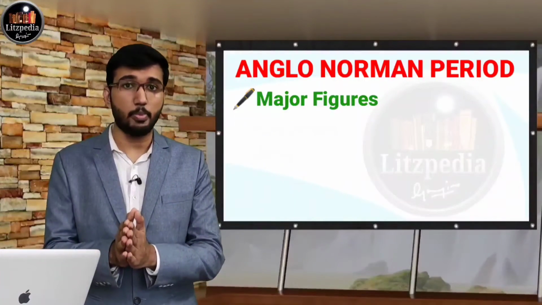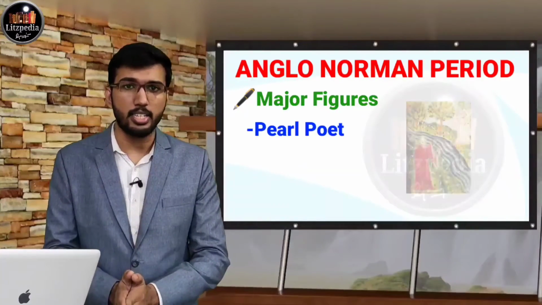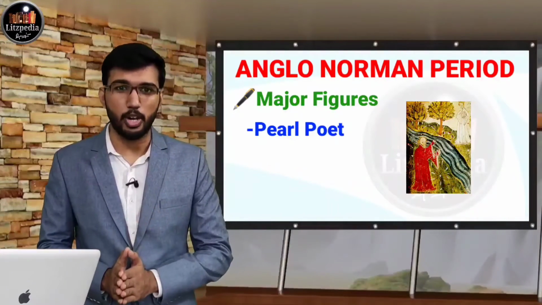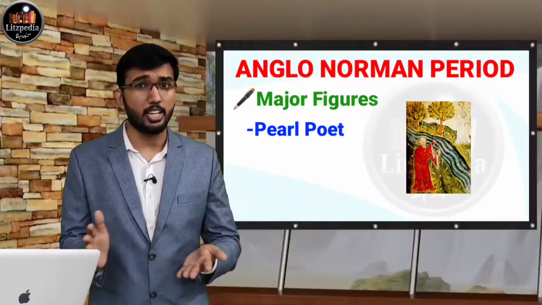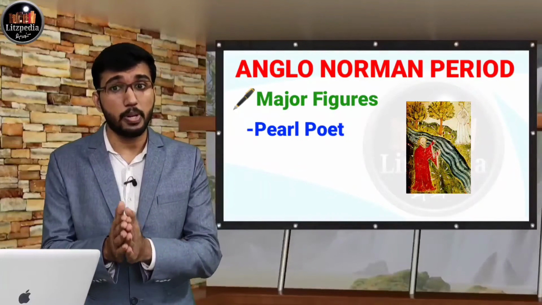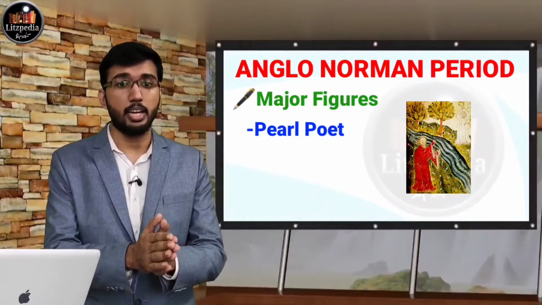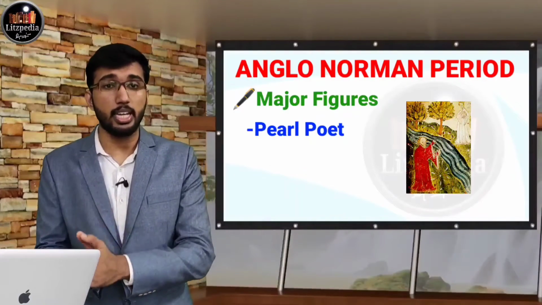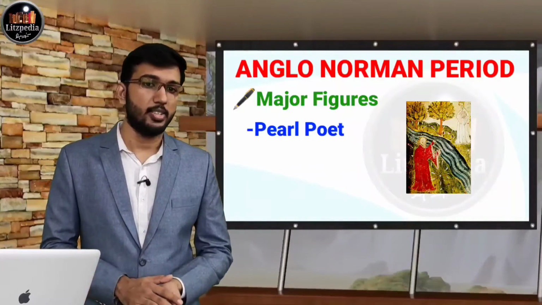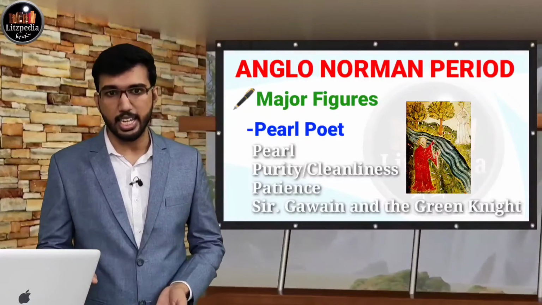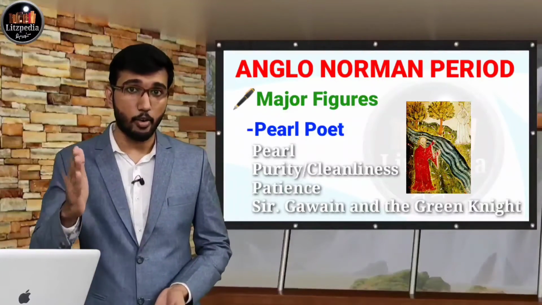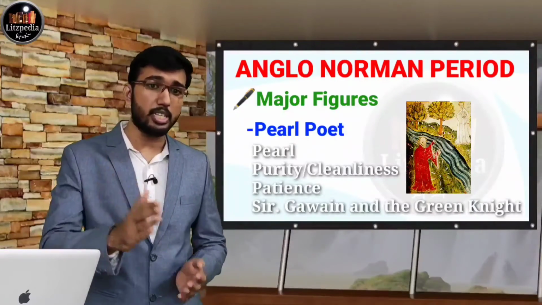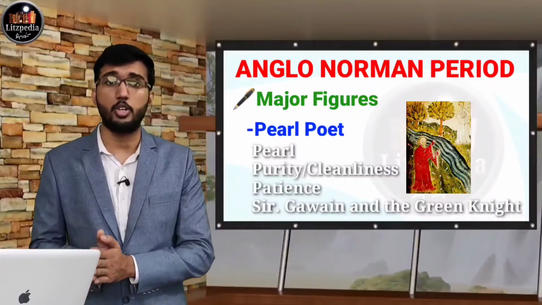Next comes an important poet called the Pearl Poet. Actually, this is not the name of the poet. The actual name of the poet is unknown, and because of his famous poem Pearl, he is known by this name. We can see his four important poems. Pearl, as I have already mentioned, is about the dream of a father who lost his daughter.